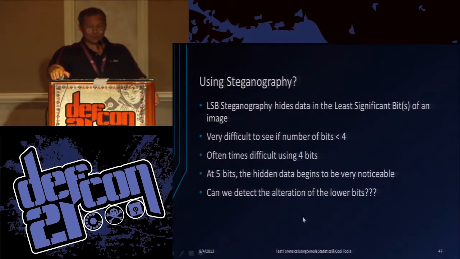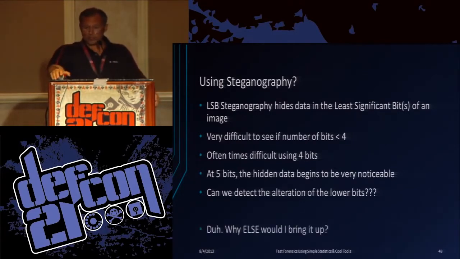Are we using steganography? Okay, LSB steganography hides in the least significant bit. Very difficult to see if the number of bits is less than 4. There are some cover images where you can see them, but others where you can't. And sometimes even at 4 bits in a normal picture, you can't even tell. Okay, 5 bits is when you can really start to tell.